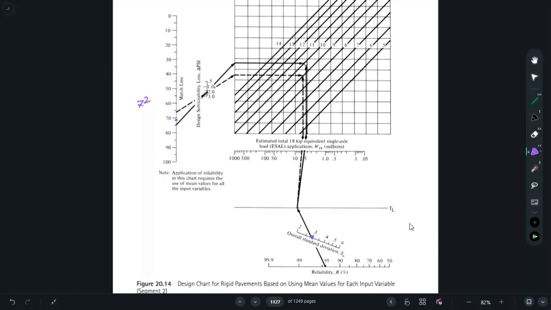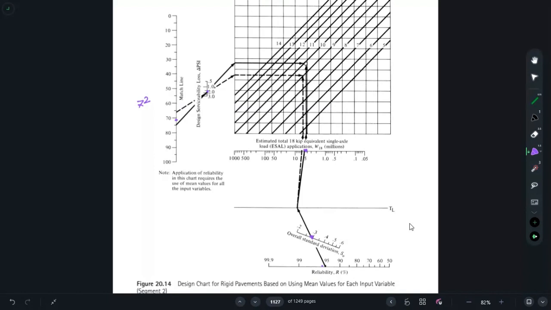And you have an ESAL value of 5.2 million, so this is 1, this is 2, 3, 4, 5. So you have 5.2, so that would be somewhere right over here. And you have a design serviceability loss of 1.8 PSI, so it would be near 2. So this is 1, this is 1.5, this is 2, so the value would be somewhere right over here.